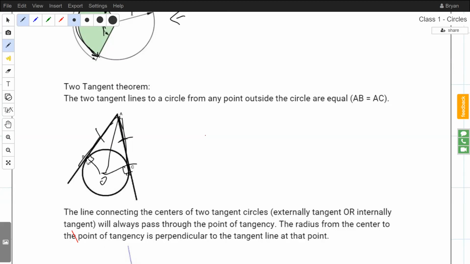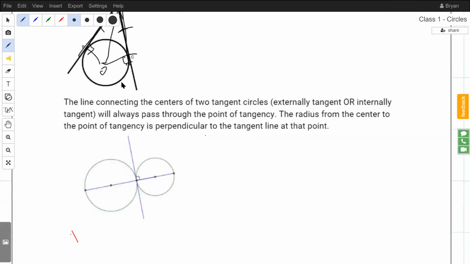So we can use that to show that these two lines are the same. And then whenever we have a geometry problem like that, you should always look for these two tangent lines and connecting the center to an extra point, so that we'll have an isosceles triangle if you can make one.